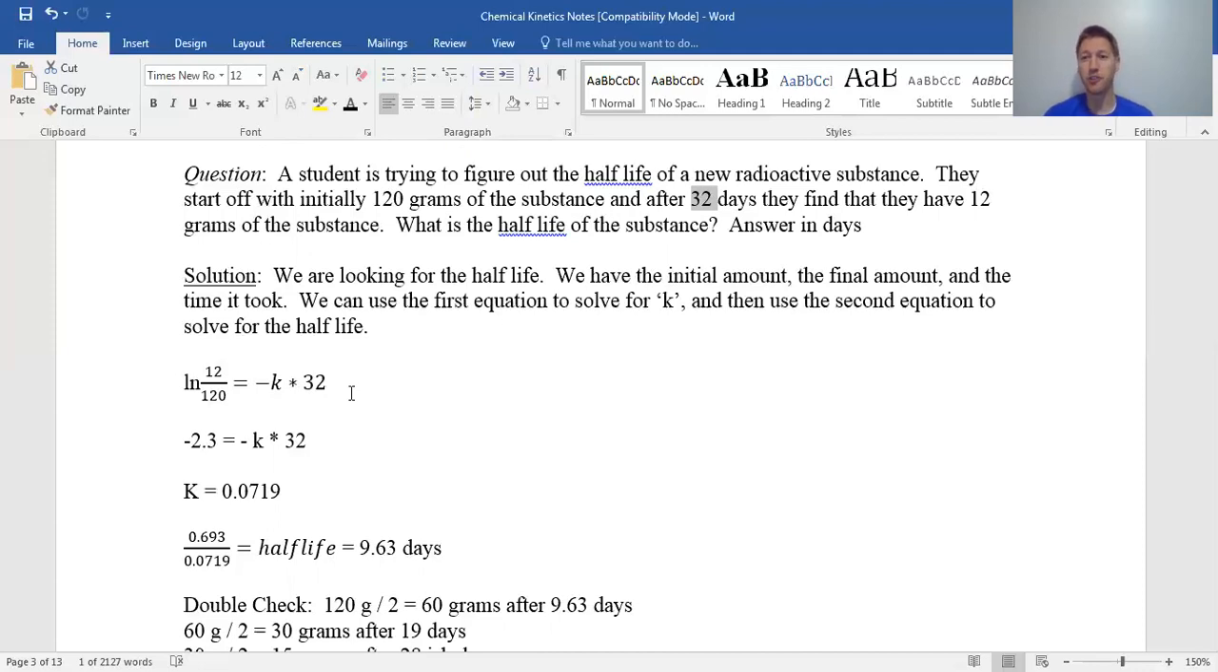So also, you should know that my daughter's initials are named after this button on the calculator. She is E natural log, so for population growth.